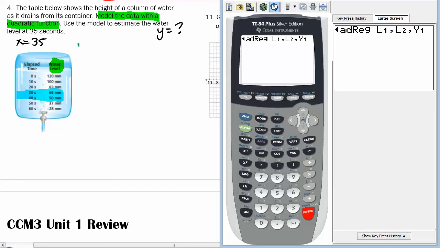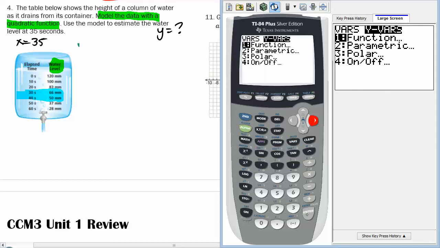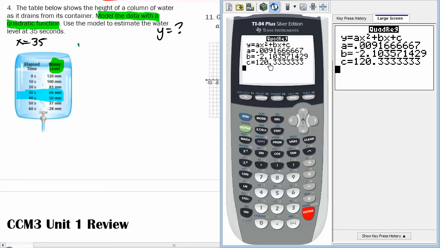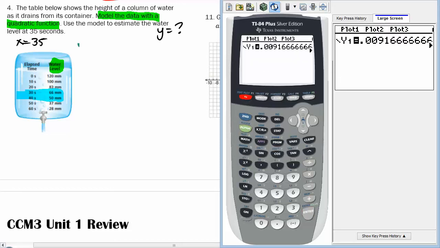Now, if that doesn't work, you may have something that looks like this, where it says like quad reg, and that's all that pops up. So it may look something like this. Well, before you hit enter on that quad reg, just do vars, y vars, function, enter. And then hit enter after that. And it'll type all of this into your y equals for you with all the decimals. So it's going to be a lot more accurate than what we had done before.